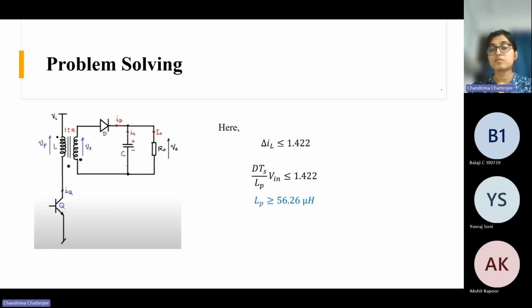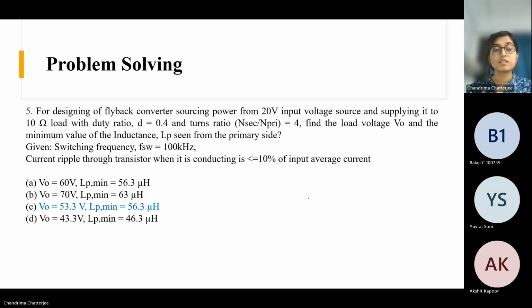From here we can calculate, so delta IL should be less than or equal to this value, and all the other values are known. From here we can find out LP, the inductance seen from the primary side, which should be greater than or equal to 56.26 microhenry. Okay, this is the inductance value. So the correct option is option C, this one. This is the correct option. Output voltage is this and LP is 56.3 microhenry.